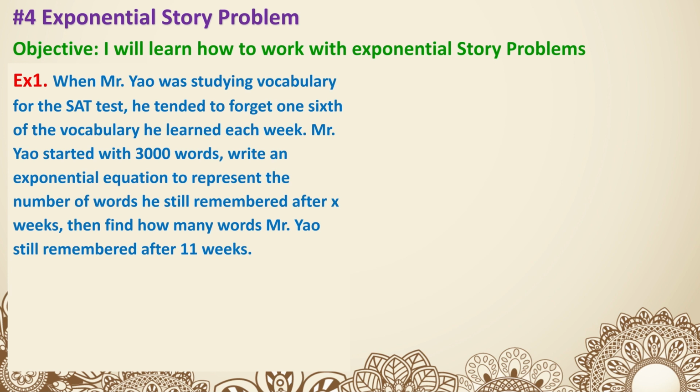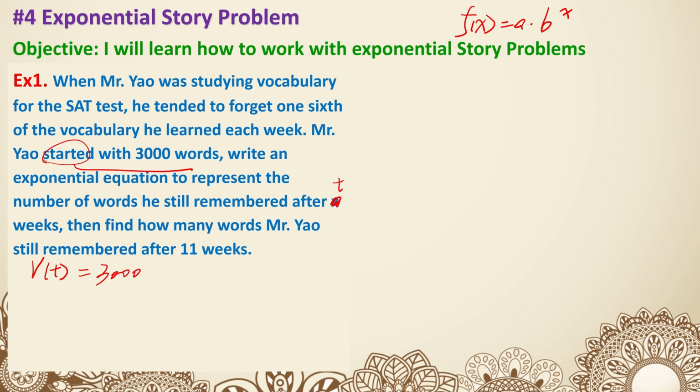So first, let's change that, because x is not the most representative variable. Let's use t. Since it's about vocabulary, I'm going to use V of t. Whenever we want to set things up, we need to remember the function always looks like a times b to the x power. So we need to identify our initial value and our factor. Our initial value, of course, is 3,000.